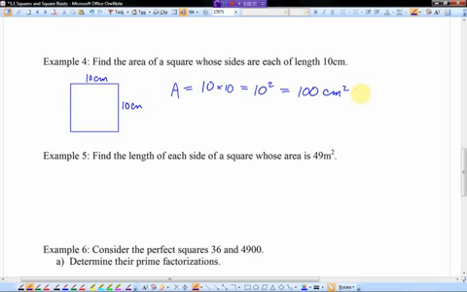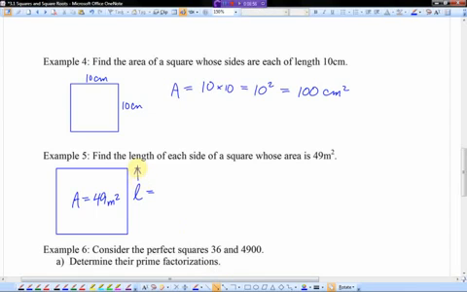In example 5, we are asking to find the length of each side of a square whose area is 49 square meters. So if I were going to do a scale drawing here, I would draw a square, and I would say the area is equal to 49 meters squared. I would like to know what is the length of this side. Okay, the length from there to there.